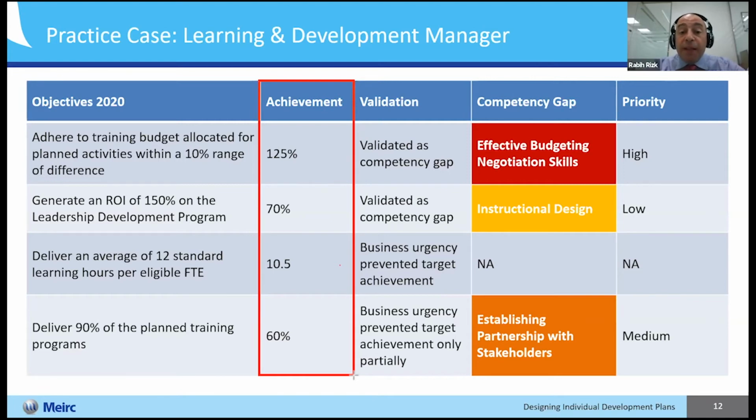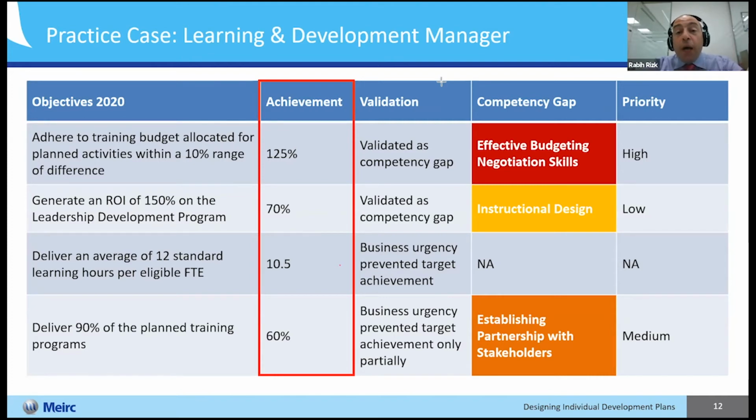business urgency prevented target achievement, and this means that the employee is not accountable for not achieving this objective, while in objective number 4, business urgency prevented target achievement only partially. So there is some accountability that goes to the L&D manager, lack of competencies, and some goes to business environment or business context itself.